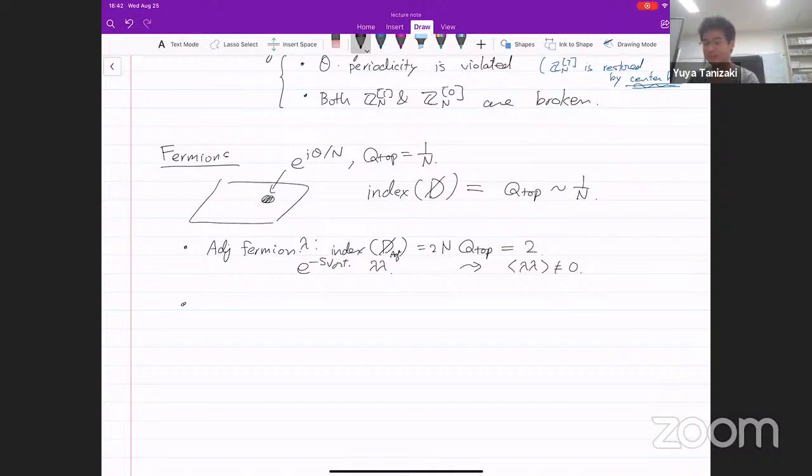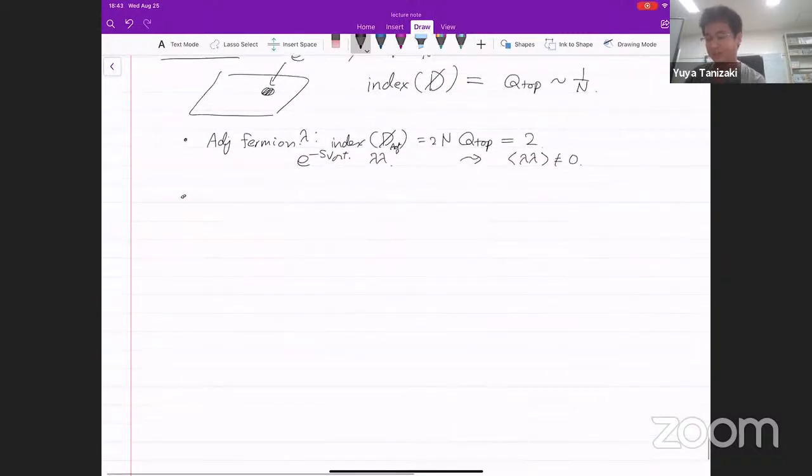And this center vortex scenario seems to give a natural minimal explanation for realizing the minimal possible breaking of discrete chiral symmetry. And another thing is what happens if we have a fundamental fermion.